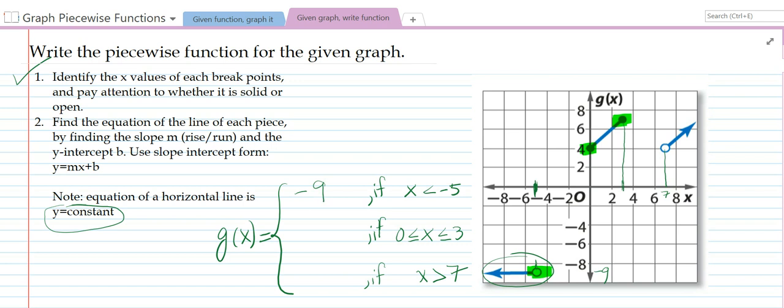Second piece, we need to write the equation in y equals mx plus b form. We have our y-intercept, that's 4, that's our b. And our slope, we're going to count, rise over run. We rise 2, we run 2. 2 over 2 is 1. So 1x, or just x. Once again, we don't need to write y equals because g of x equals has already been written.